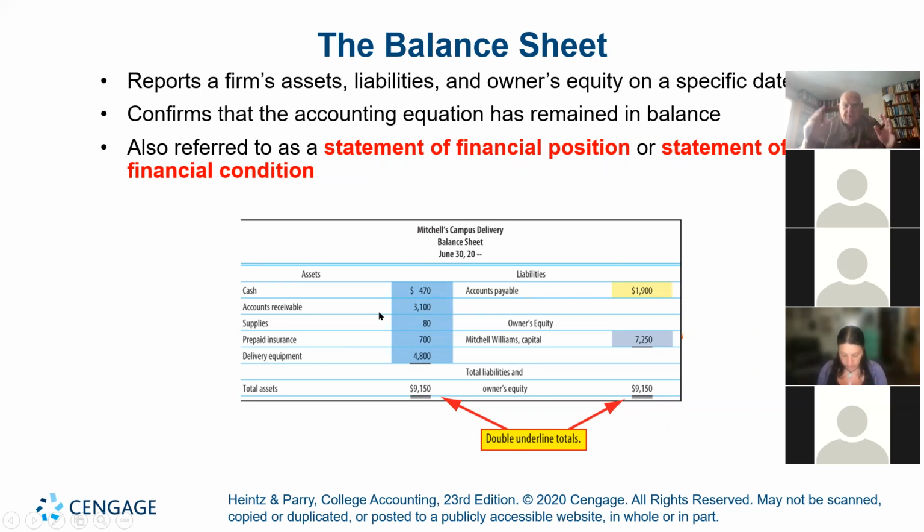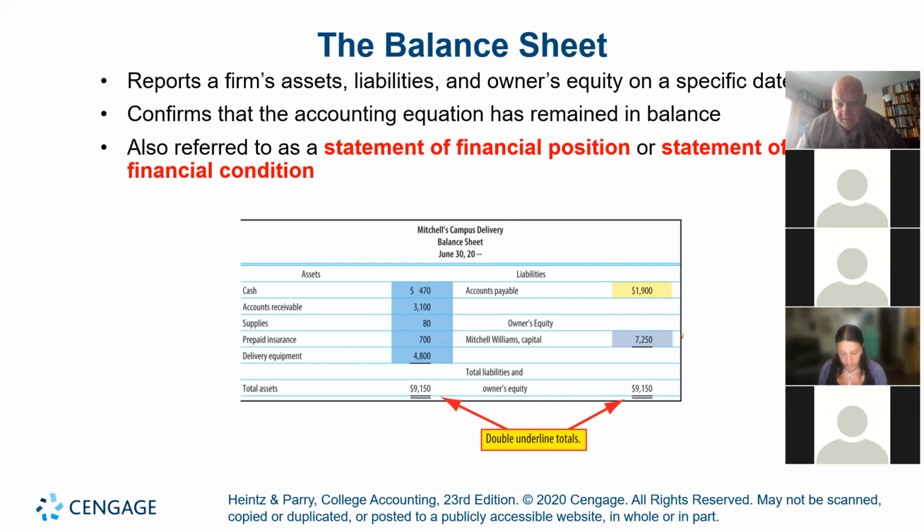The balance sheet is pretty much just a representation of the accounting equation. So if we know the accounting equation, assets equal liabilities plus equity, the balance sheet lists all the assets on one side, and on the other side, it lists the liabilities and equity, and hopefully they match. And they do. Our total assets are $9,150, and the total liabilities and equity is $9,150.